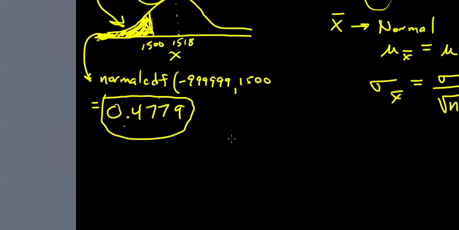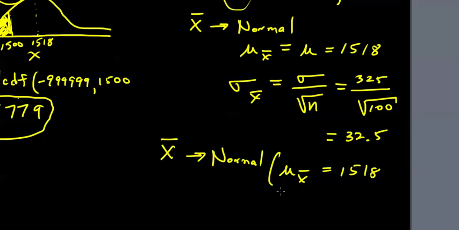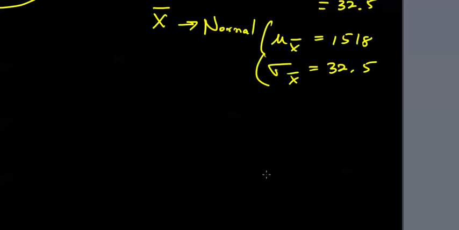Alright, so let me rehash that. The set of all sample means is normally distributed. The mean of the sample means equals 1518, and the standard deviation of the sample means is going to be 32.5. Once I know things are normal and I know the mean and standard deviation, I can easily grind out probabilities between any limits I like. So, the probability that x bar is less than 1500 here.